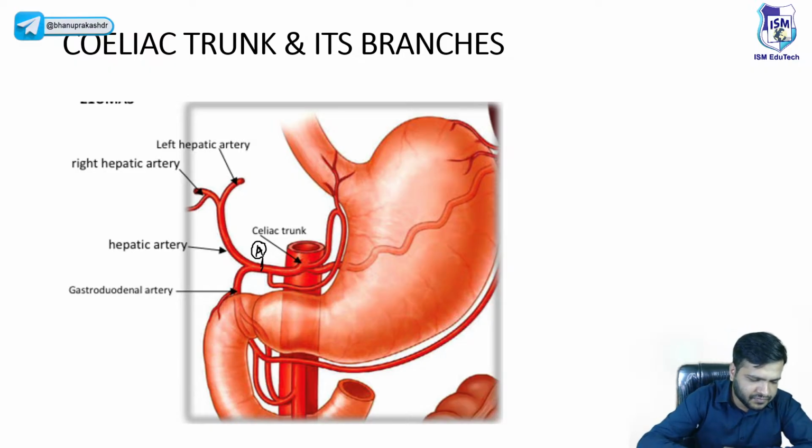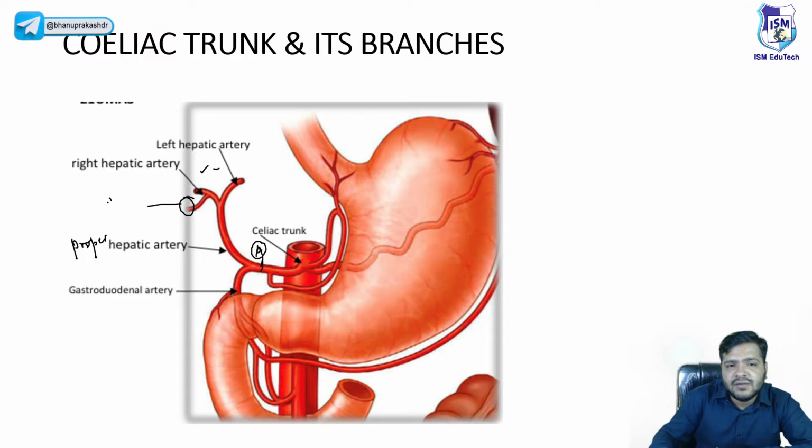And after that, you can already know it is dividing into the proper hepatic artery, which is again dividing into the right and left hepatic artery. And from the right hepatic artery, we have the cystic artery. And we have the gastroduodenal artery. And can you see a very small branch coming over here? So it is called the supraduodenal artery.